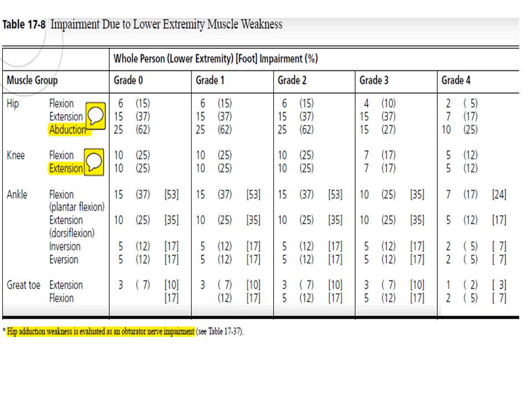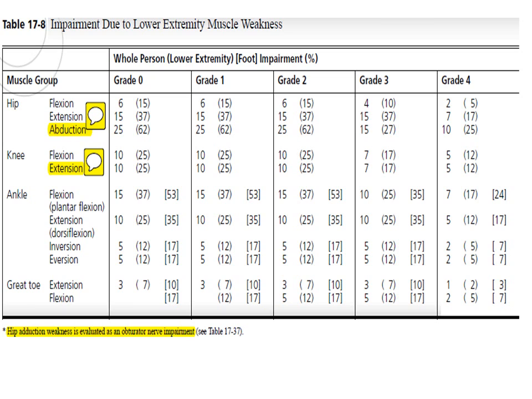I want you to take a close look at Table 17-8. If you have the PowerPoint presentation, this will be easy to do. If you don't have the PowerPoint presentation, make sure that you're looking at Table 17-8. Now notice that this is an impairment chart, and so the grade 5 or normal function is not included in this table because that does not qualify for permanent impairment.